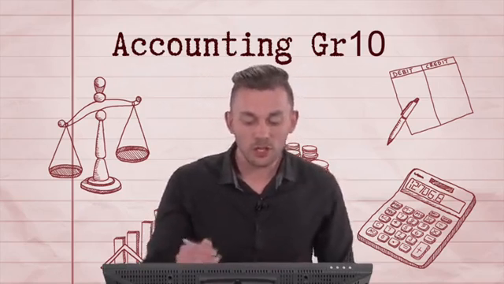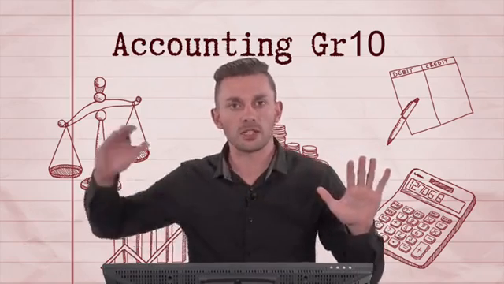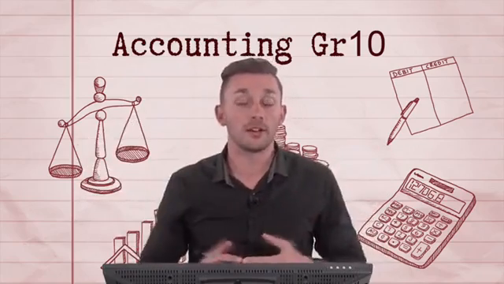Okay guys, let's see if you studied. The very first step: you need to take your debtors allowances, your expense, to sales. So you need to close this off. Debtors allowances will be closed off because you have a debit balance. You take it to the credit side and then to sales. I'll show you now with an example how it works.